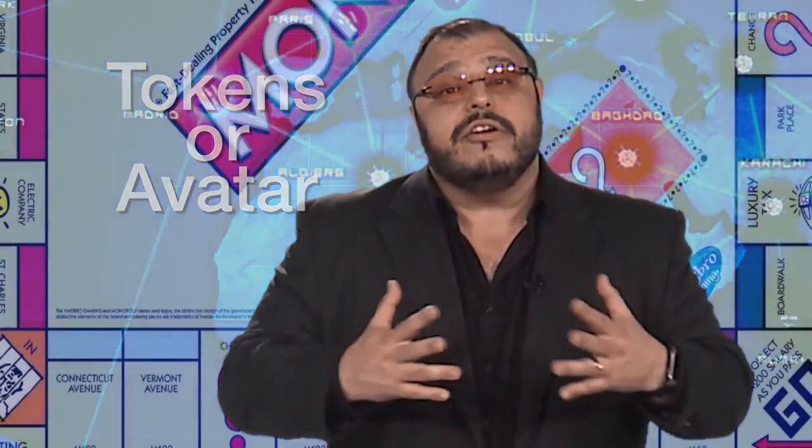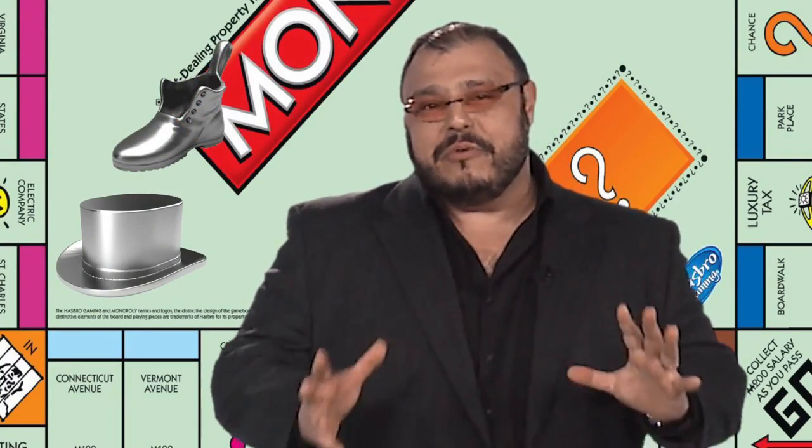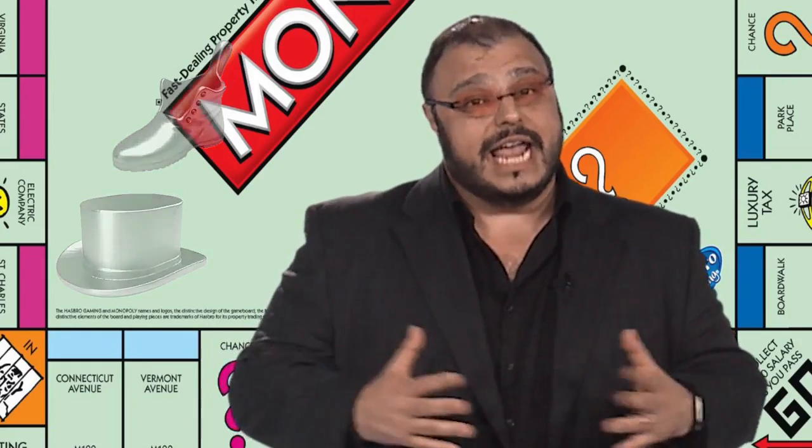Other elements include the use of tokens to represent players in a setting, sort of like an avatar or a character in a video game, or the shoe or top hat on a Monopoly board, something that represents the player in context of the game.